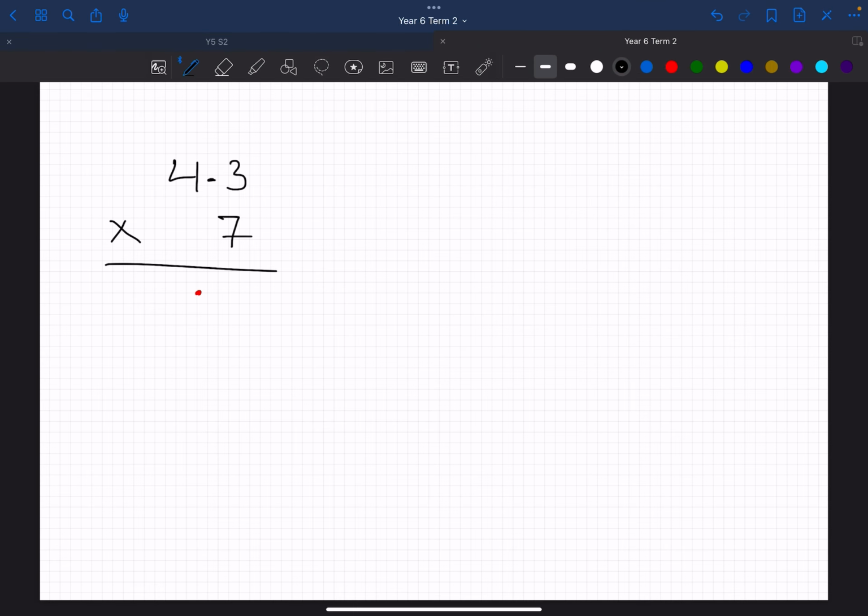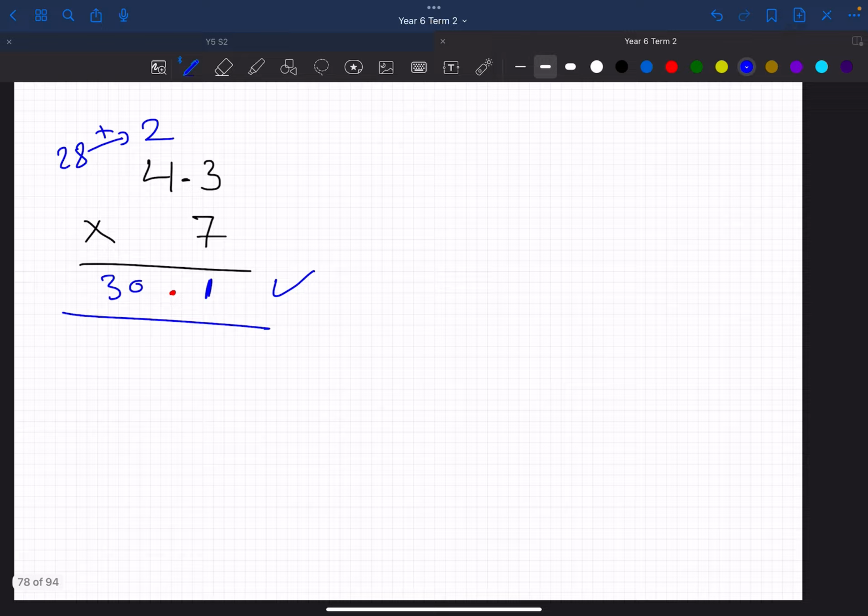Now let's multiply. 7 times 3 is 21. So 1 here, 2 up. 7 times 4 is 28. 28 plus 2, because we multiply, then we add. 28 plus 2 is 30. 30.1. This is it. Double check, double check. If you want to, you can always do the inverse operation, which is long division.